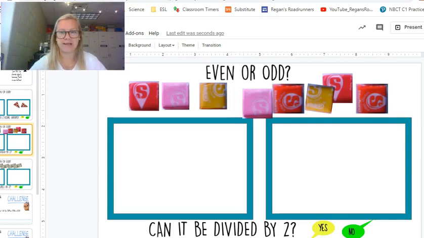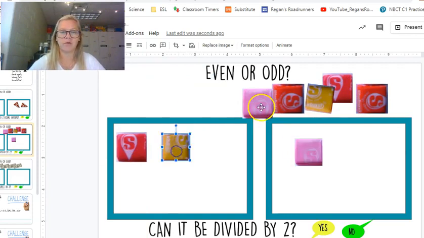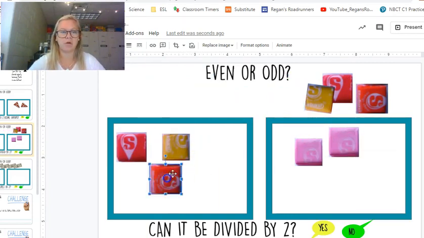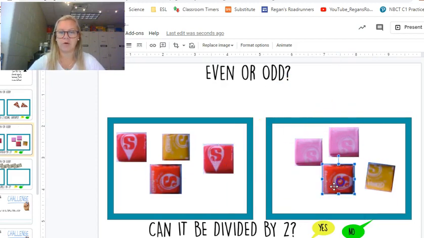Let's look at our next example. Starburst candies. So let's count how many we have. 1, 2, 3, 4, 5, 6, 7, 8. So I want to see, can these be split into two equal groups? One over here, one over there, one over here, one over there, one over here, one over there, one over here, and one over there. So was I able to split the Starburst and share them equally? Can this number 8 be divided by 2?